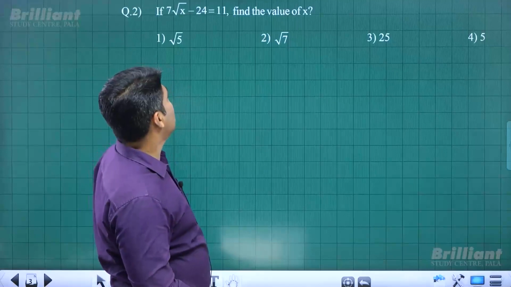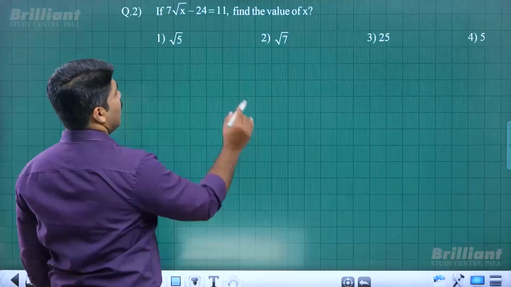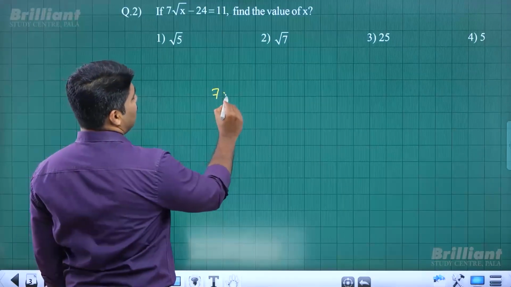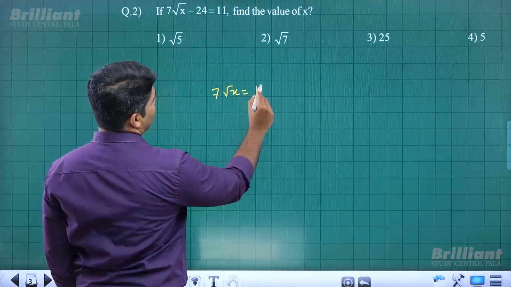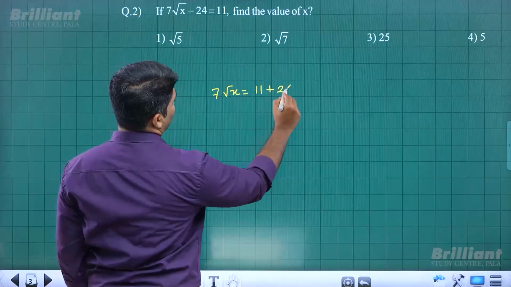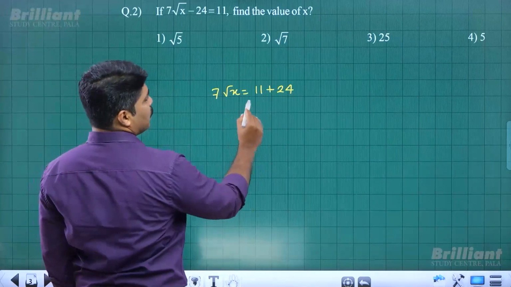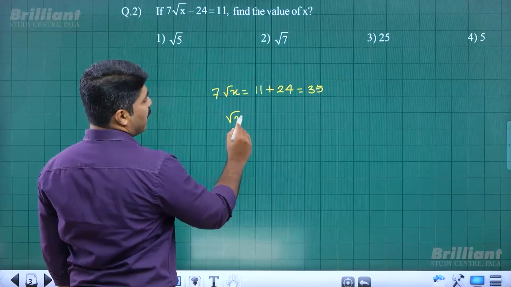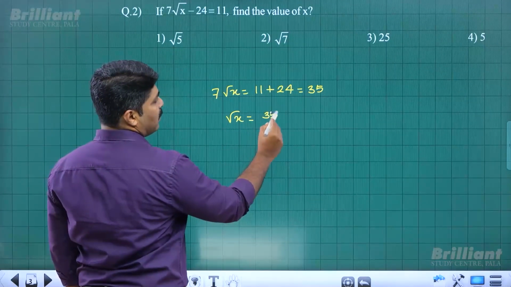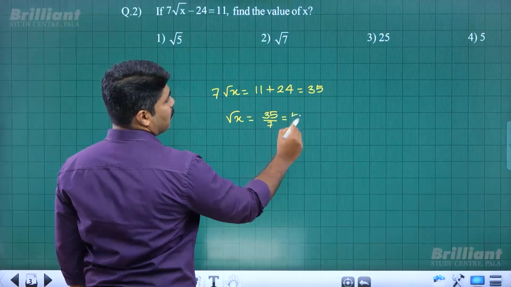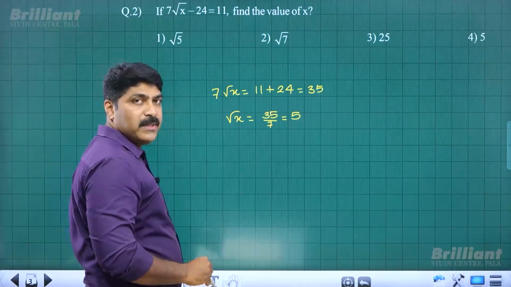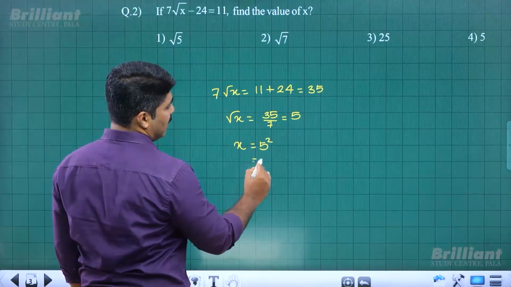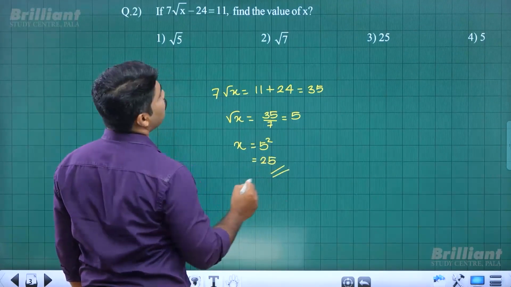Now, consider the next question. 7 root x minus 24 equals 11. We are going to find out the value of x. What can you do? 7 root x is nothing but 11 plus 24, which is equal to 35. Then we can easily find out root x. That is 35 divided by 7, which is equal to 5. As root x equals 5, therefore x is equal to 5 square, which is equal to 25.